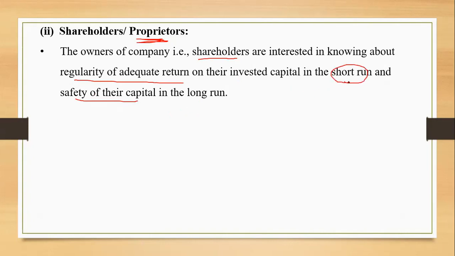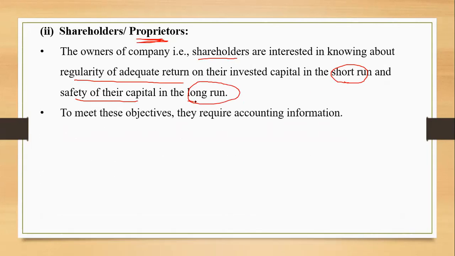Short run and long run. In the short run they would like to have the regular return from the company, and in the long run they would like to ensure the safety of their capital invested. To meet these objectives, they require the accounting information that the objective is given to you.